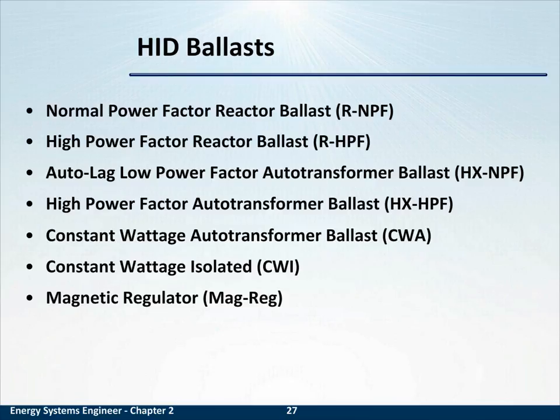So take, for example, reactor ballasts, normal power factor and high power factor. Then consider auto transformer ballast and the three types listed here: auto lag low power, high power, and constant wattage. And the last two, constant wattage isolated and mag-reg. Just know these terms, because if you hear these terms, then you know the lighting they're talking about is HID.